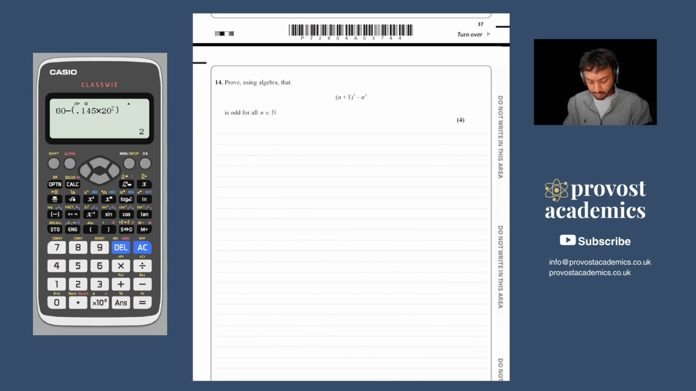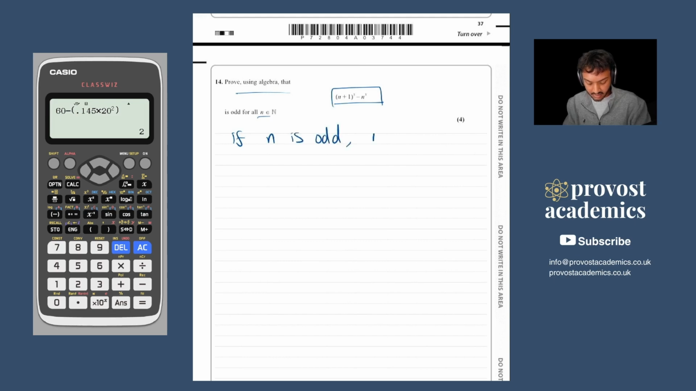Okay, so now we have to prove using algebra that this expression is odd for every value of n, or when it's natural numbers, I guess. So the best way to prove this is if we start off by seeing what the odd number case looks like and what the even number case looks like, because if we cover both odd and even cases, that means we've covered all the natural numbers that there are. So let's start, if n is odd. So if n is odd, then n is equal to 2m plus 1.